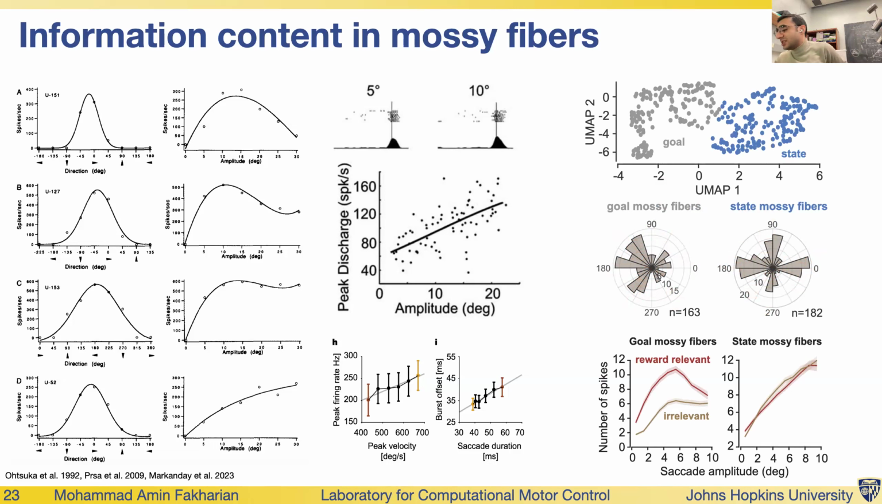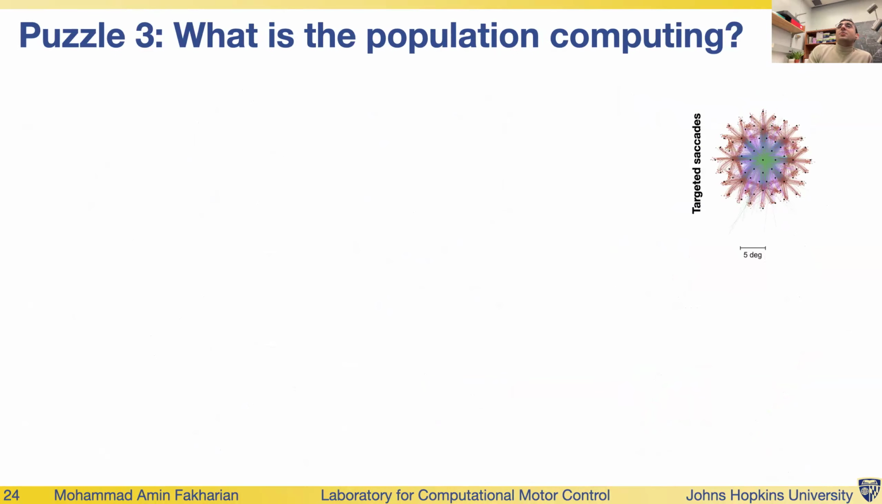In addition to that, as we discussed, this is a population of the single cell that I showed. For the state Mossy fibers, the number of spikes is linearly related to the saccade amplitude, no matter if you have reward relevant or reward irrelevant movements. But the gold Mossy fibers usually have movement fields, and their responses are different for reward relevant versus reward irrelevant saccades. Okay, so back to our main puzzle.